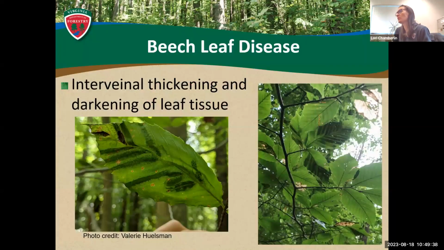So the first symptom of beech leaf disease is this interveinal thickening and darkening of leaf tissue. And this is really distinct. It's just these dark bands on beech leaves in between those lateral leaf veins. Now this is best observed by looking up into the canopy so that the leaves are backlit by the sun. When you're looking up at beech trees, you'll see that beech leaves often overlap, and where they overlap, you'll see a dark area. That can sometimes be confusing, but you're really looking for these dark bands that are in between those lateral leaf veins. It's pretty distinctive.